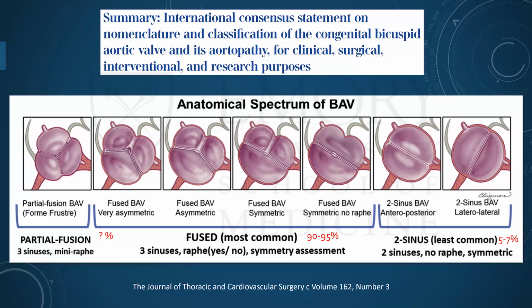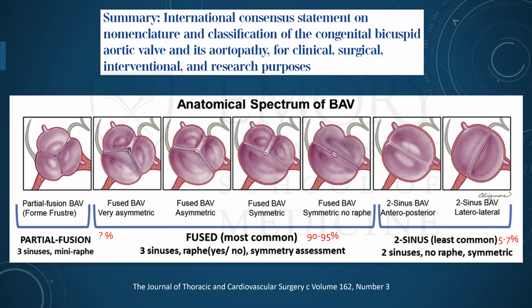And so you have different subcategories of that pictured here. And this is going to be the phenotype in the vast majority. And again, that's called the fused type. The two sinus type is going to be present in 5 to 7%. And again, these are people that are born with only two cusps. And then the variable type, partial fusion, it's kind of a combination of the two. It's very, very rare, and they actually weren't able to give a percentage on it.